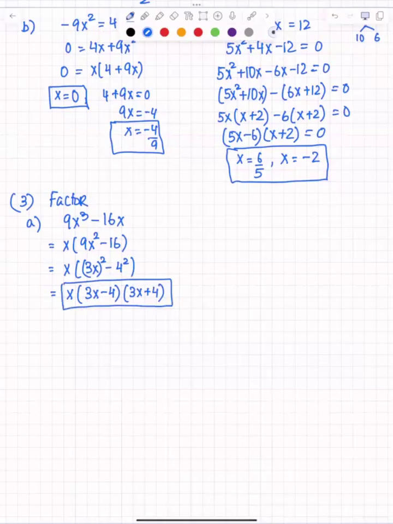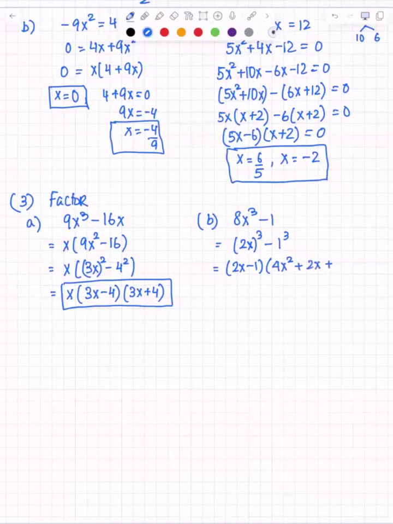Okay. Part B. 8x cubed minus 1. Looks like it's a difference of cubes. 2x cubed is 8x cubed, and 1 cubed is 1. So remember the formula, it's a minus b, so it's 2x minus 1 times a squared, so 2x squared is 4x squared, plus a times b, 2x times 1 is 2x, plus b squared, 1 squared is 1. That's it. You can't factor the quadratic anymore over real numbers.